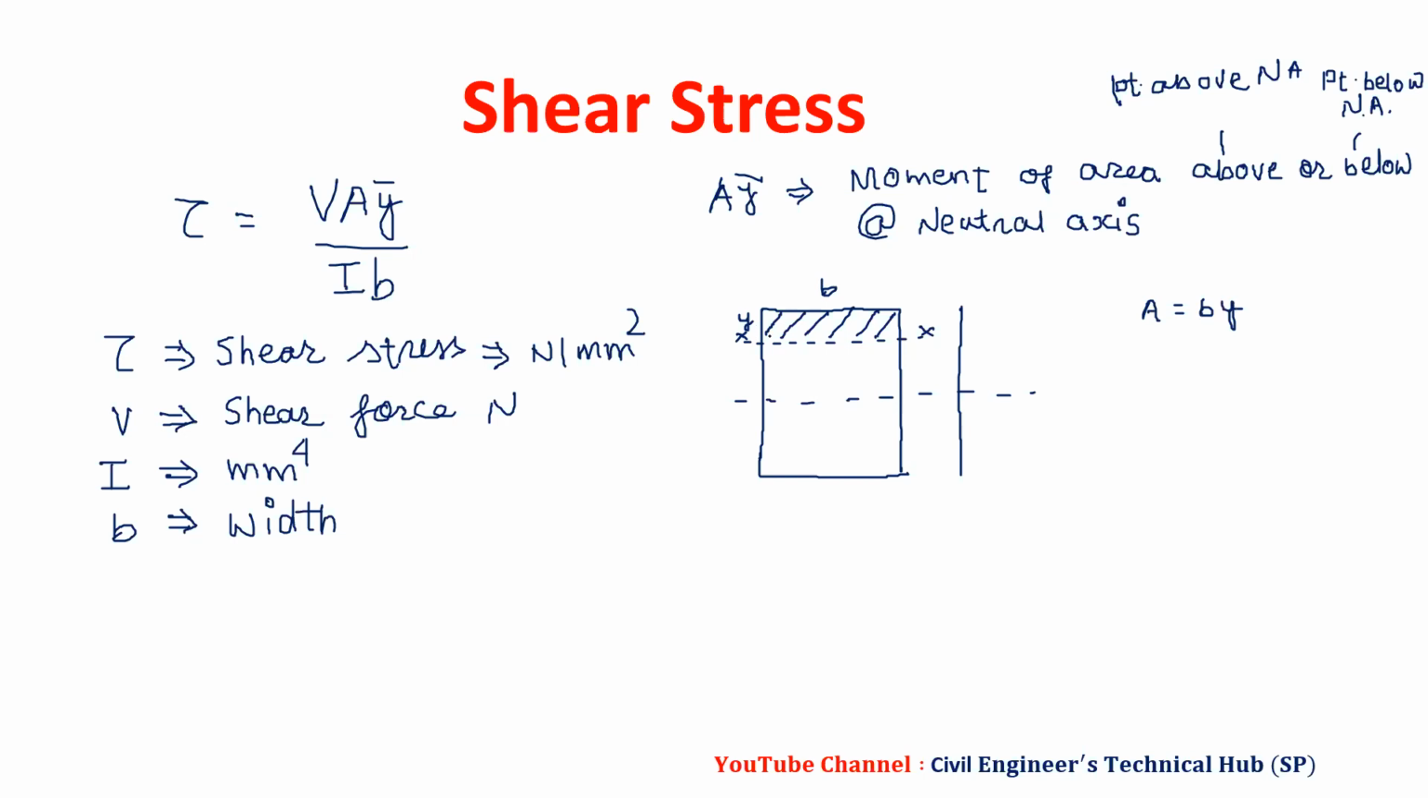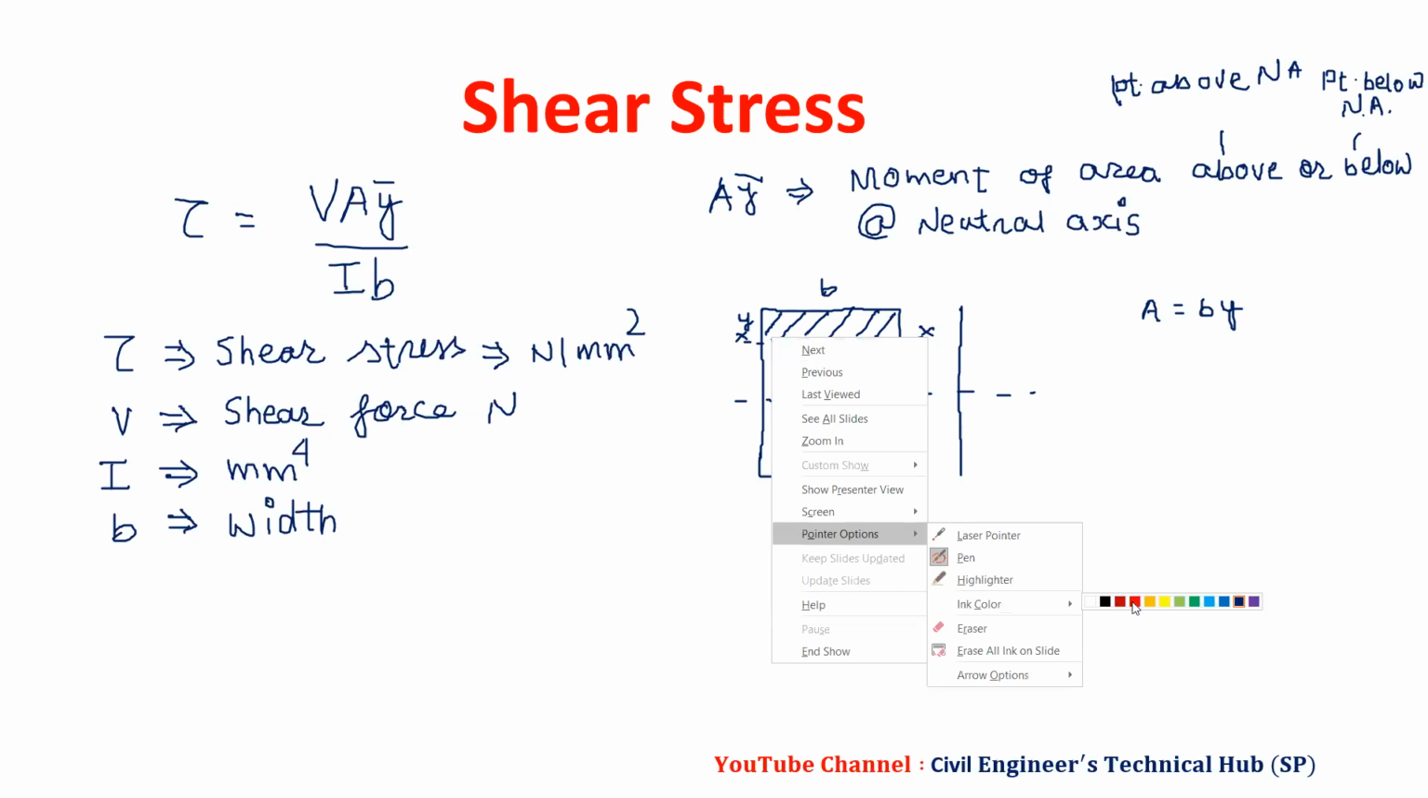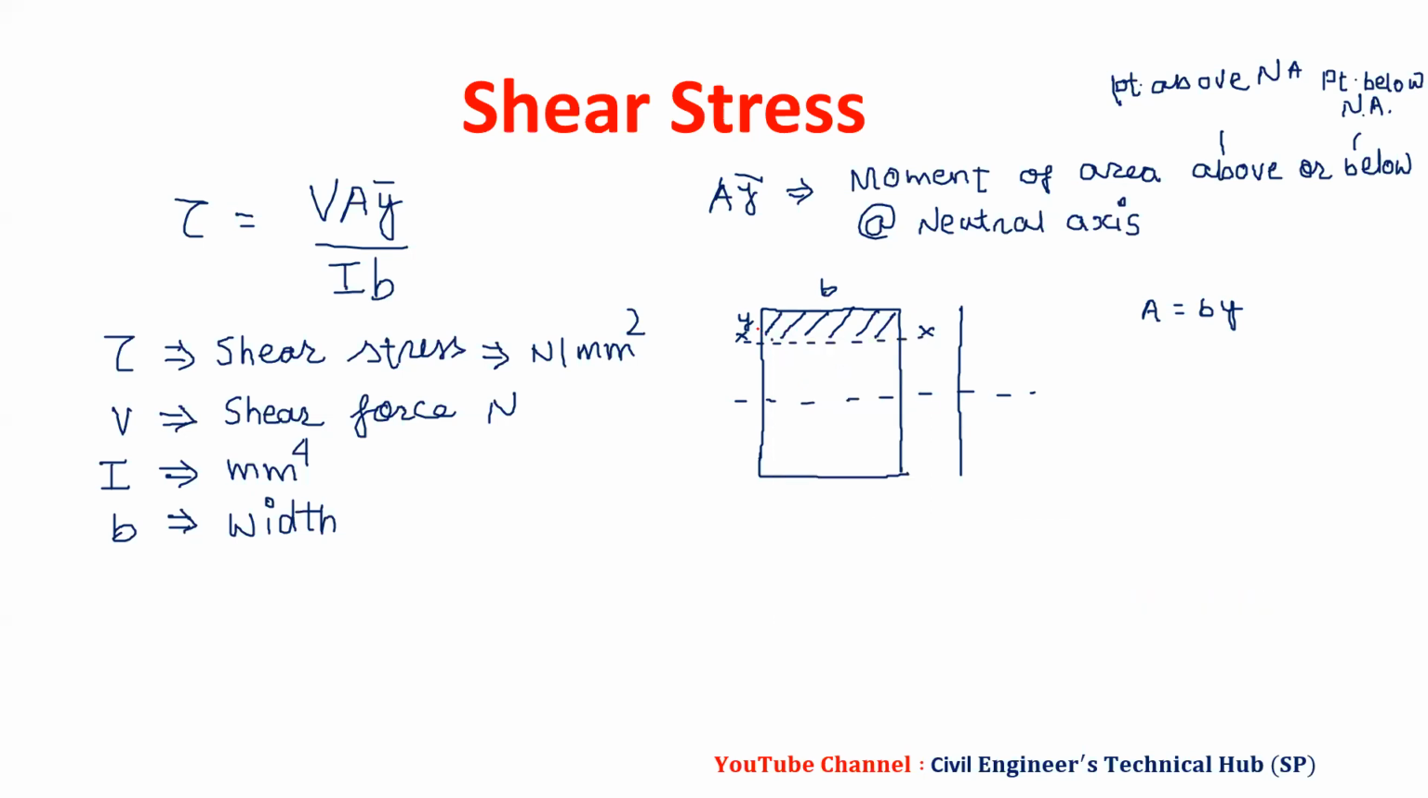And then we have to find the distance of the centroid of this area from the neutral axis. That means we consider the center of this area, and from it we take y bar. You should be in a position to explain this to the external examiner. So A y bar is B Y into y bar.